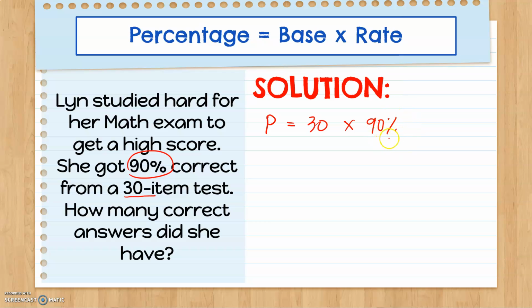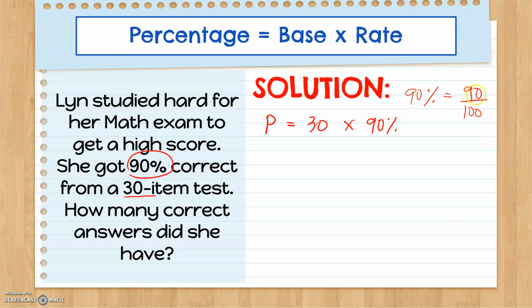In that case, we need to convert this first, or change it first, into a decimal number. Let us always remember that percent means per 100. So therefore, 90% is equivalent to 90 over 100 or 90 per 100. Again, 90% means 90 per 100. So for us to change 90% into a decimal number, we need to divide 90 by 100.